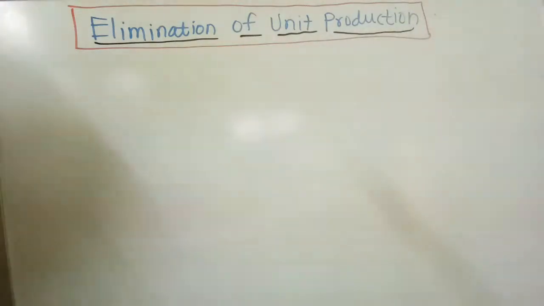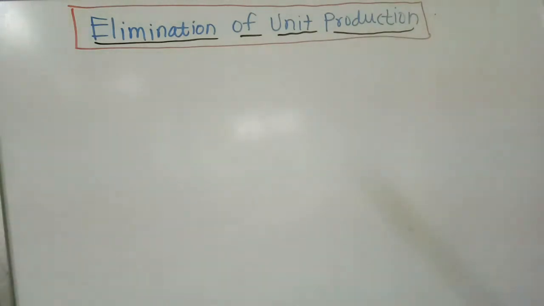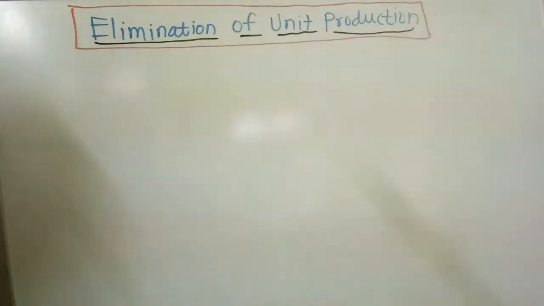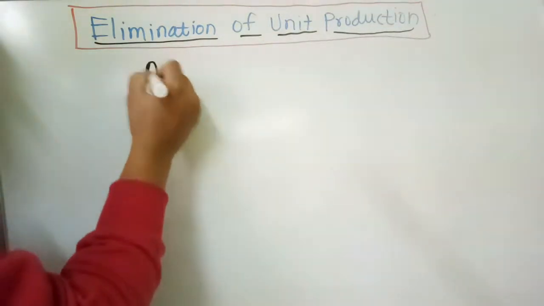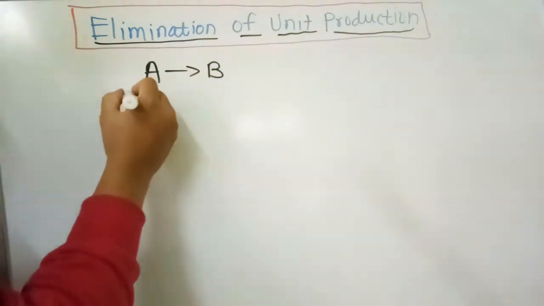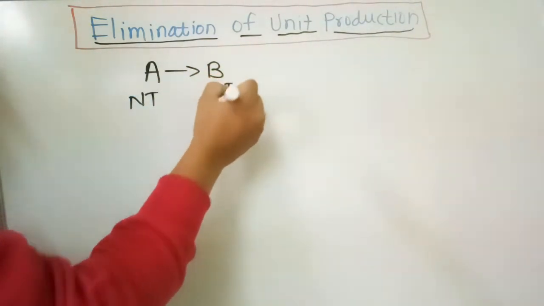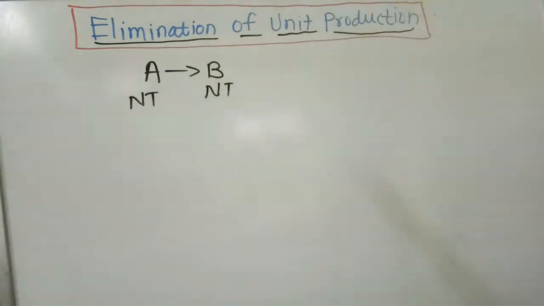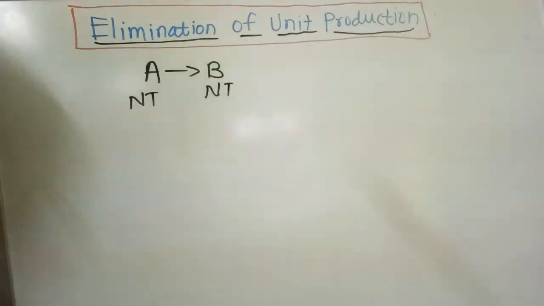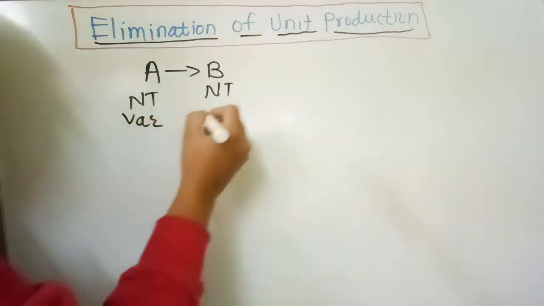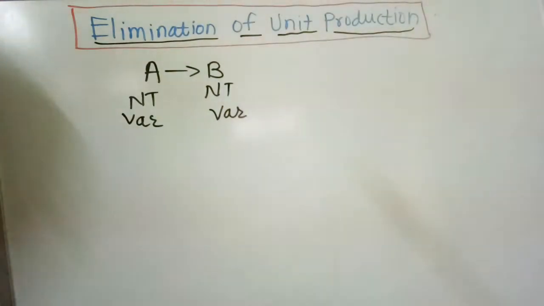In this video, we will see the next type of simplification of a context-free grammar, and that is nothing but elimination of a unit production. What is a unit production? Let us see. A production of the form A gives B, meaning one non-terminal gives another non-terminal, is known as a unit production, or we simply call them variables also.